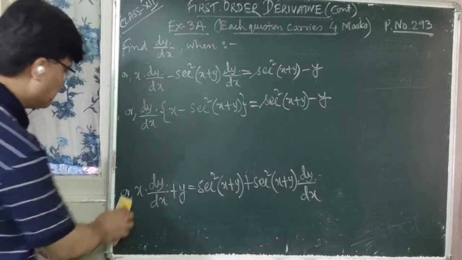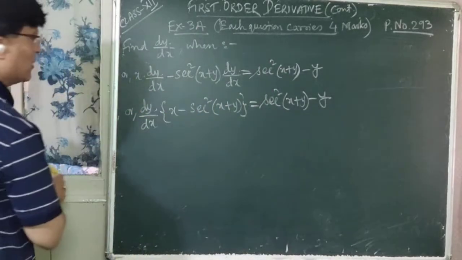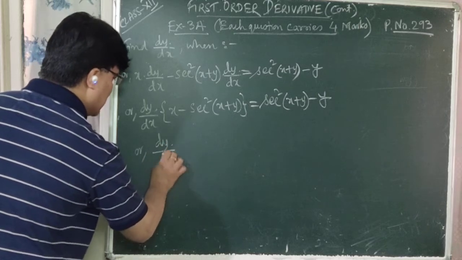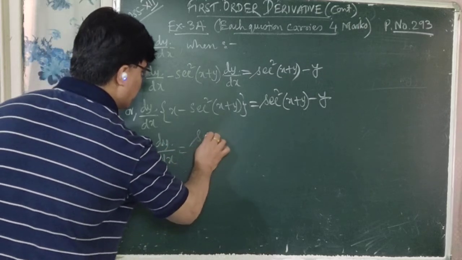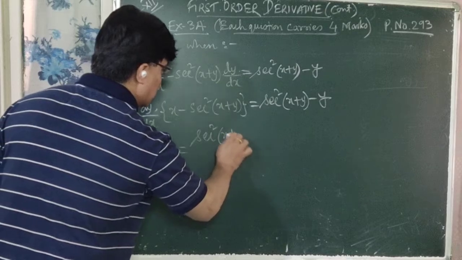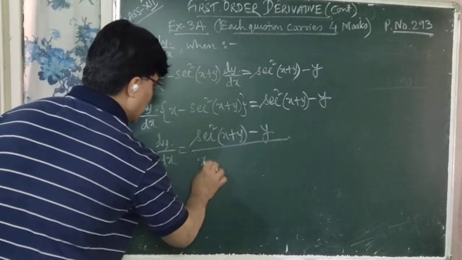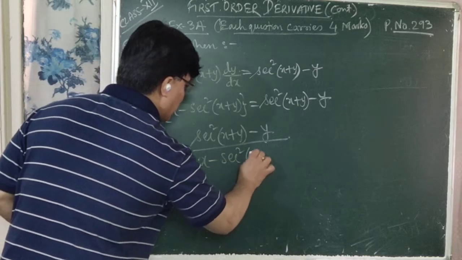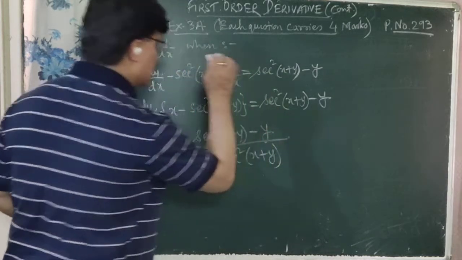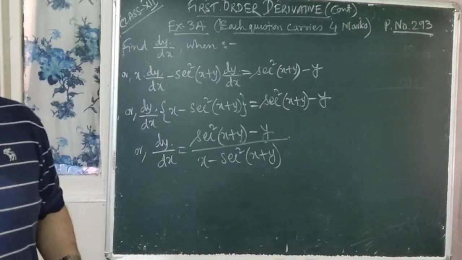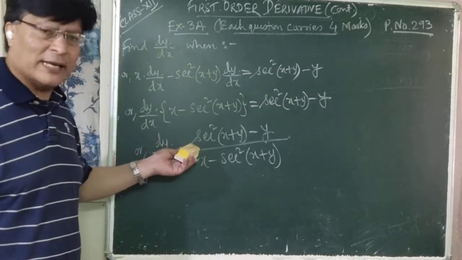Is it clear now? So what is the value for dy by dx here? So dy by dx is equal to sec square (x plus y) minus y, whole divided by x minus sec square (x plus y). Is that clear? So this may be the answer, or you can simplify it further. You can keep the answer as it is.